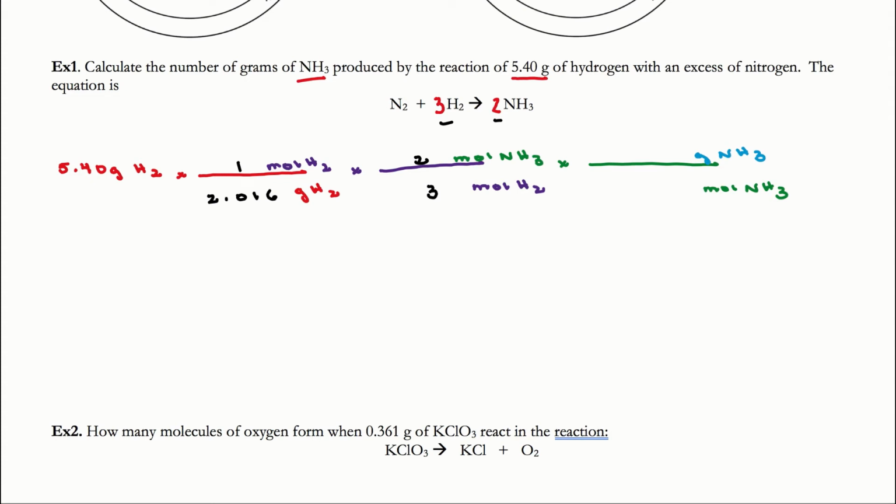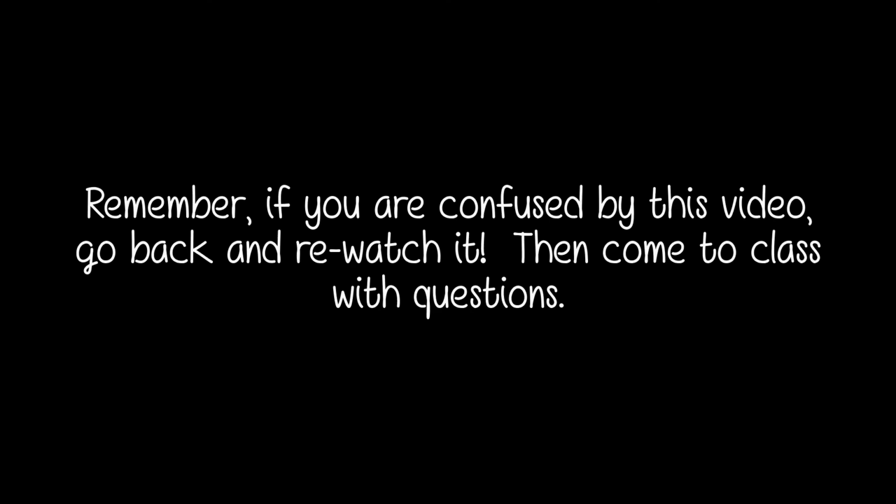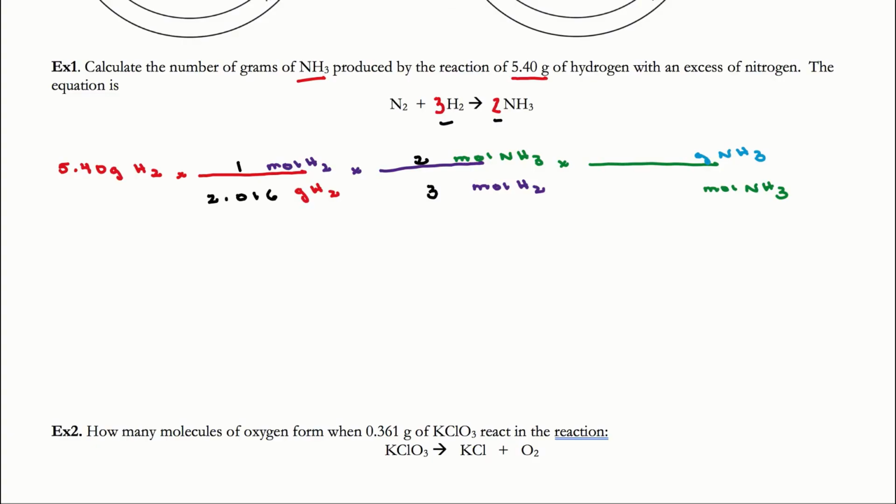Then to get into grams of NH3, I need to determine the molar mass of NH3. So the molar mass of nitrogen is 14.007. I'm going to add to that the molar mass of hydrogen, which is 1.008, and multiply that by 3. And so the molar mass of NH3 that I get is 17.031 grams for every 1 mole.